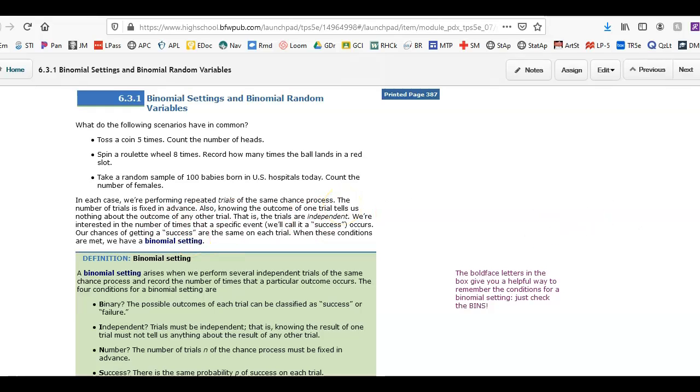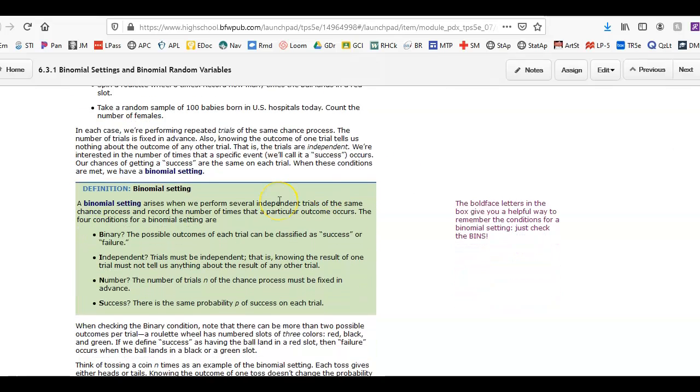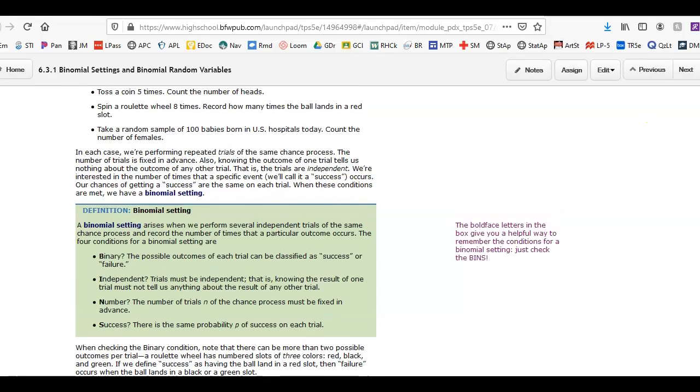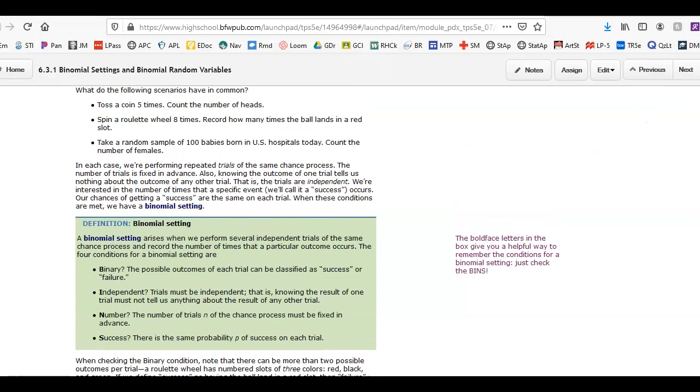And the way that we check if something's binomial or not, we use this acronym BINS. B is binary. There's success and failure. Success could be, in the first example, counting the number of heads. So success is heads, failure is tails; success is landing on red, failure is not landing on red. Each trial has to be independent. The number of trials has to be fixed, and the probability of success has to be the same on each trial. So you want to check, is this a binomial setting?